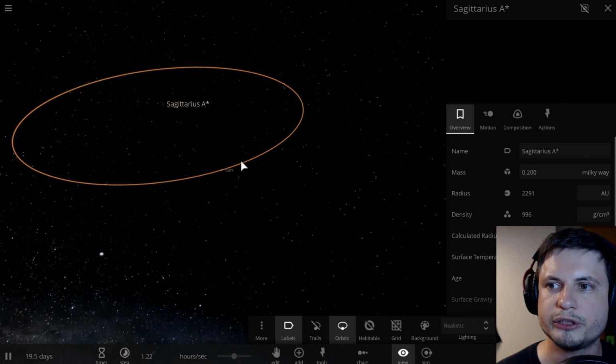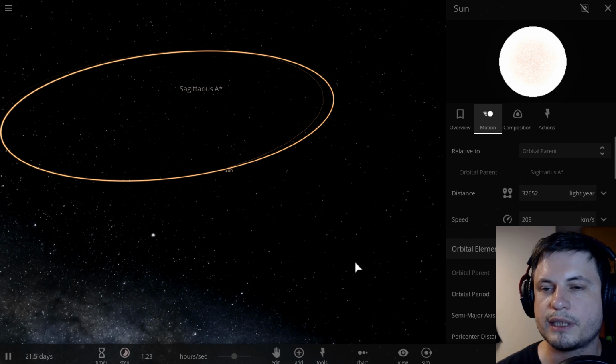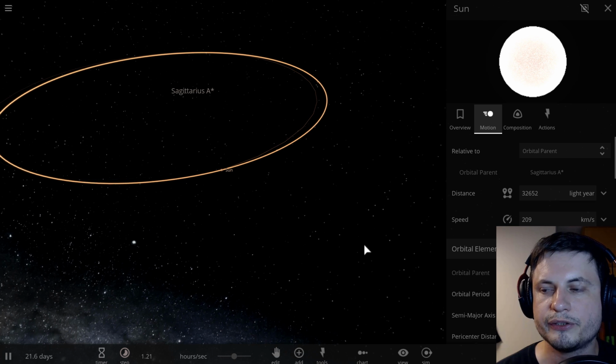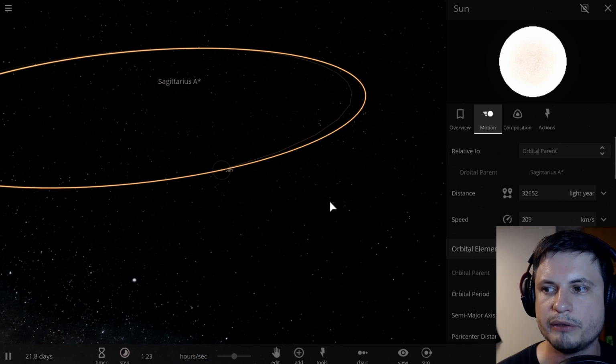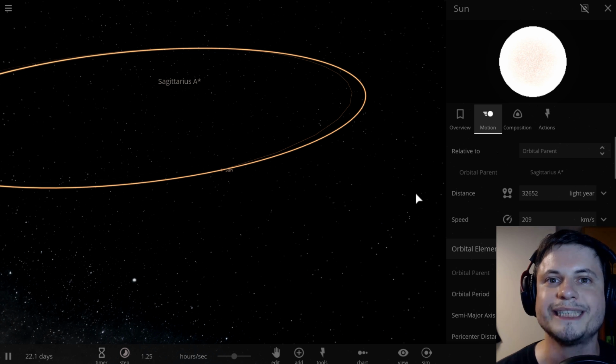Now, how long would it actually take to orbit once? Well, as we've discovered in the last few years, the reality is that a single orbital period of our sun around Sagittarius A star takes about 230 million years.